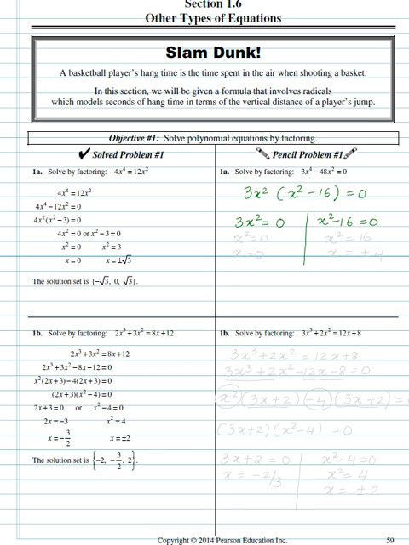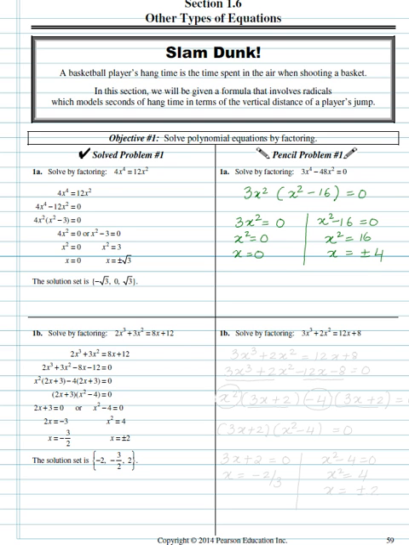Dividing both sides by 3, I get x squared is 0. That means x is equal to 0. x squared is 16. That is, x is equal to plus or minus 4.